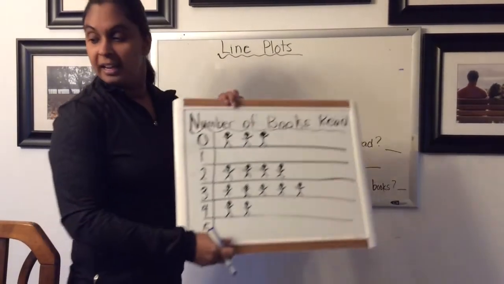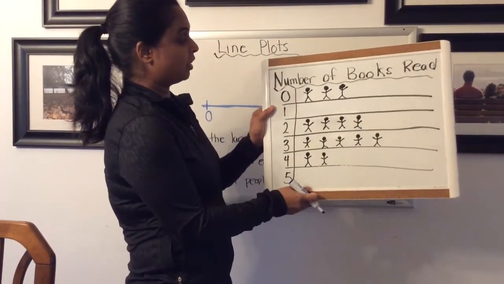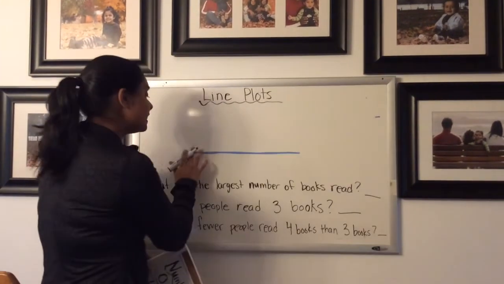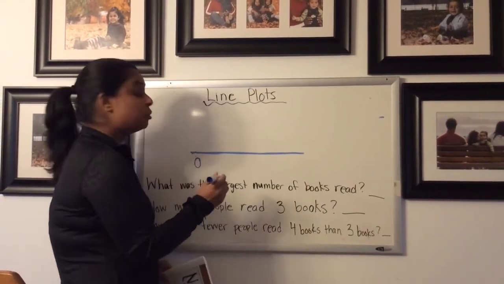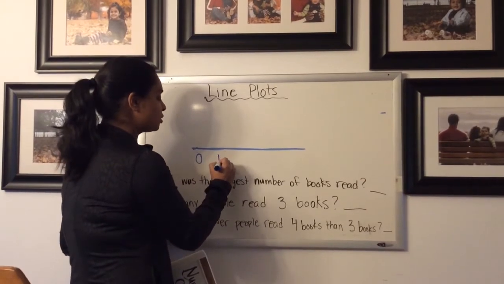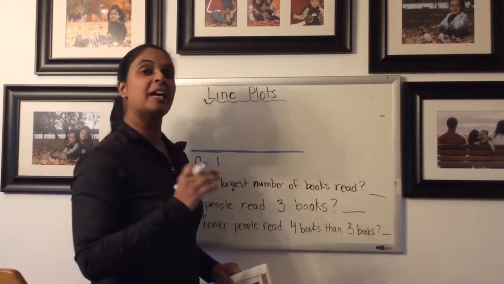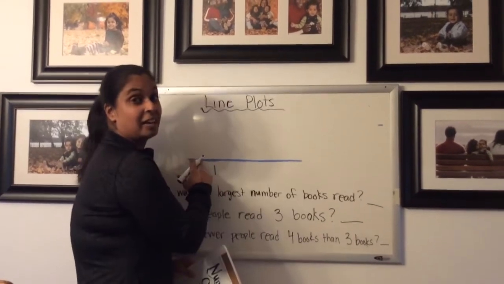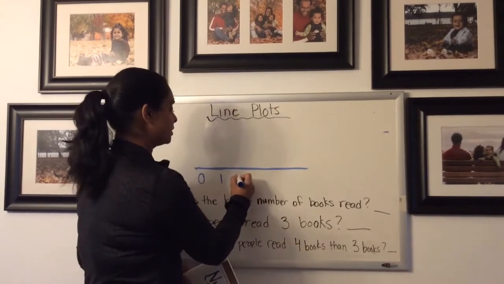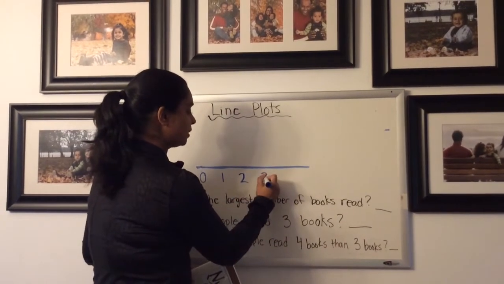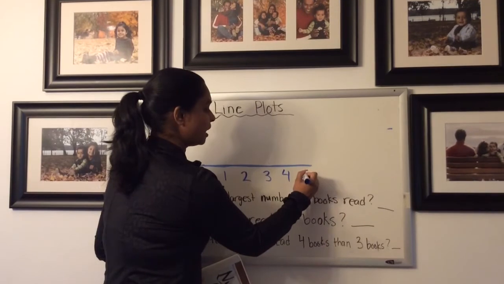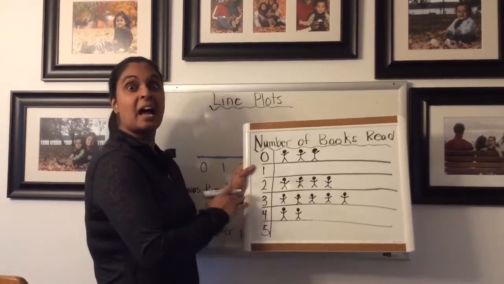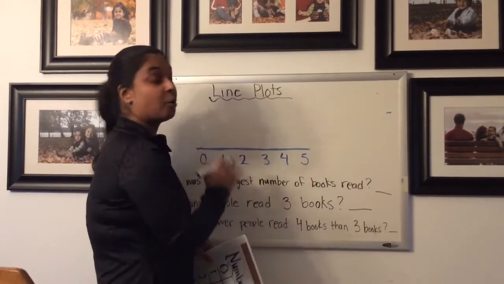Now if I look here on my data, I can see that nobody has 1. But when you do the line plot, you do have to put the number 1 in, because remember that this is like a number line, so you can't skip any numbers. So even if you don't have data for that number, you still have to have that number on the line of your line plot. So then I'll go to 2 and 3 and 4 and 5. And now if I look at my data again, I don't have anything past 5. So again, I don't have to keep going. I can stop now.